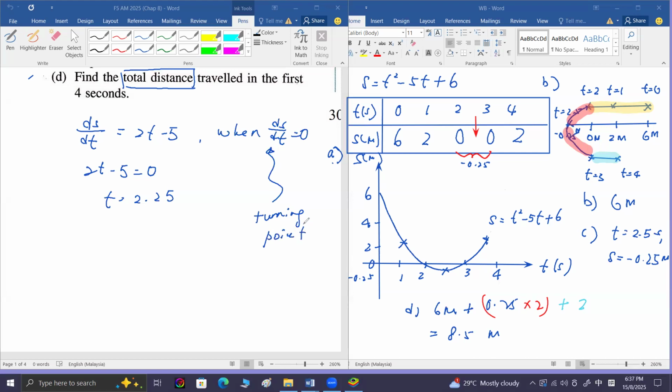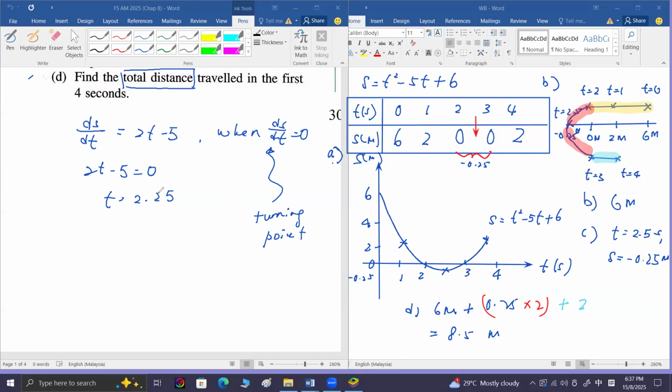Because there are two types for the question here. Sometimes the particle moves one way only, no turning point. That one I teach you later. So if you can find the t, it means there is a turning point. Turning point means it will turn from right to left or from left to right. Without turning, I will show you later. Because for this chapter, most of the questions will have a turning point.